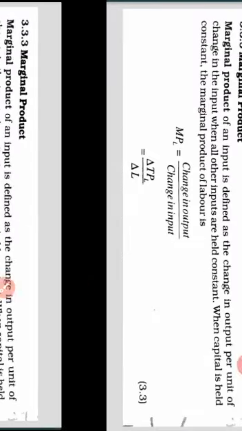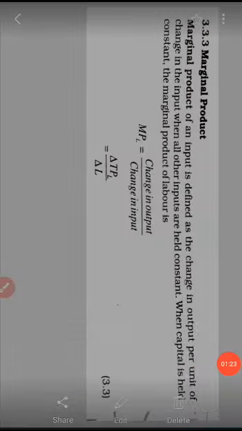So today, first we will study the average product. After that we are going to study the marginal product. So this is about marginal product and this is about average product. Already we studied the total product, and we specified that if we know the total product, it will be easier for us to find out the average product and the marginal product.